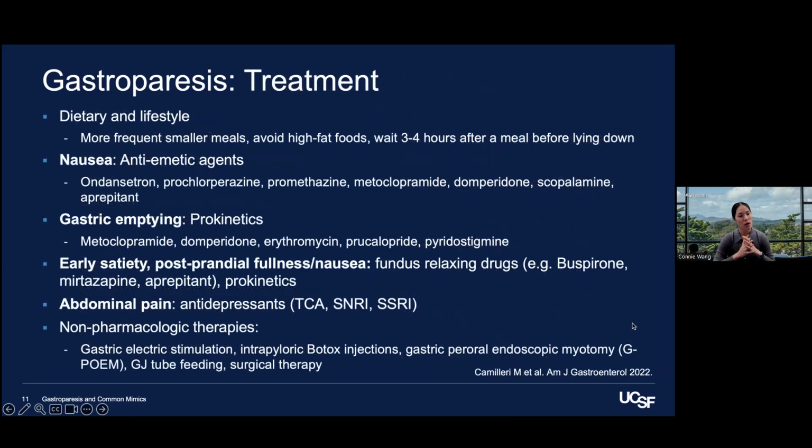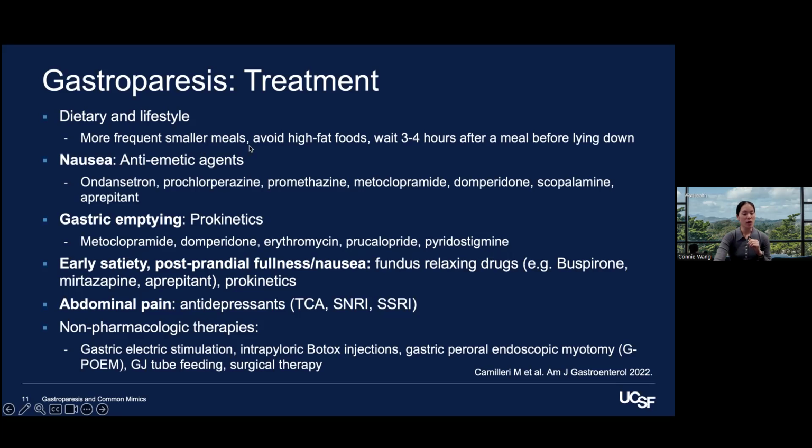So next, I just wanted to give a broad overview of the treatment of gastroparesis. And then I'll try to highlight some of the more critical pieces I find, as I go over some of the mistakes and pitfalls that I've seen in managing gastroparesis.